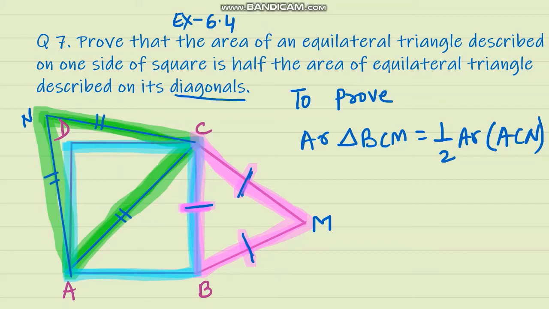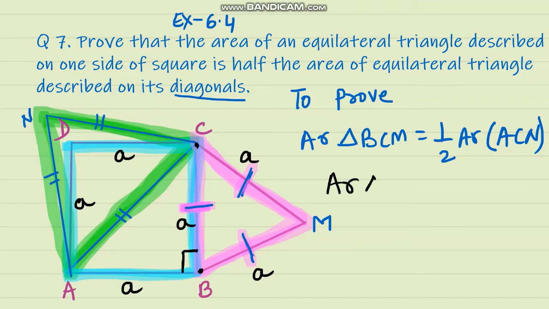Now look at the square ABCD. Suppose we take the value of AB as small a, then BC is also equal to small a, CD will also be small a, and AD will also be small a, because all four sides of a square are equal and each angle is 90 degrees. So from here you get BC equal to a centimeters. So CM will also be equal to a centimeters and BM will also be equal to a centimeters. So we can easily calculate the area of triangle BCM.